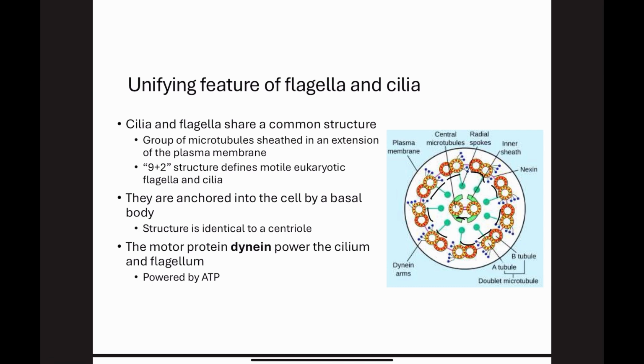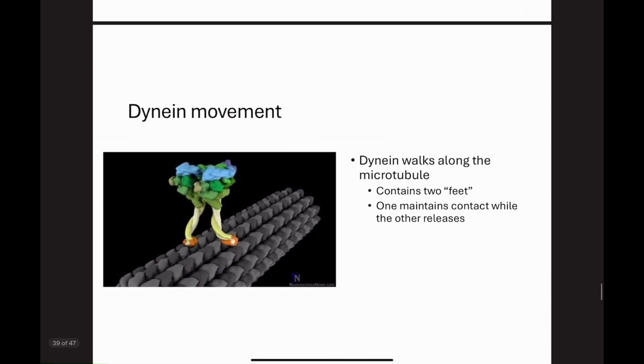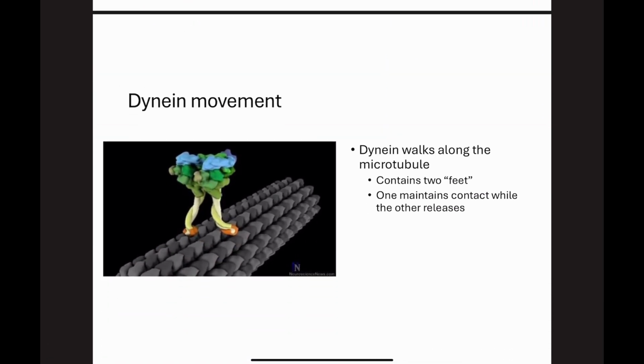So dynein proteins are going to help cilia and flagella bend by walking along microtubules. Dynein has 2 feet, and one is going to stay attached while the other one steps forward. If the feet were not restrained, those microtubules would just slide right past each other, which would make those structures longer instead of bending.